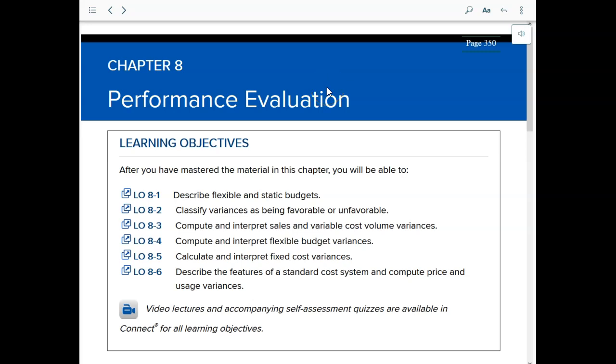Hello class, this is Dr. Fenton. In this video, we will cover Chapter 8, which discusses performance evaluation. We're going to talk in a little bit of detail about flexible and static budgets, various variances, then also standard costing. Let's get started.